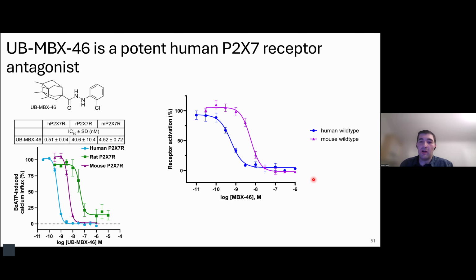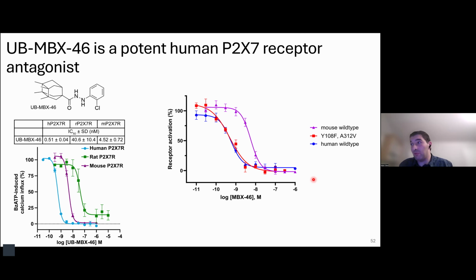So here on the right, we're looking at the inhibitory potencies of wild-type mouse P2X7 in purple and wild-type human P2X7 in blue using calcium influx assays in transiently transfected HEK293 cells, and we get similar values to those found in the previous calcium assays, where we get an inhibitory potency of UBMBX46 of about 5 nanomolar at mouse and 500 picomolar at human P2X7.